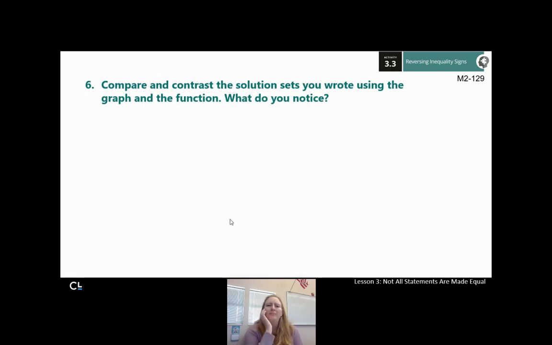All right. Can you take a minute and compare the two different ways that you got your solutions? They say compare and contrast the solution sets you wrote using the graph and the function. This just means compare our two strategies. Compare when we solved it with the graph, and compare when we solved it when we actually wrote out the inequality function and we solved it. What do you notice? Go ahead and hit pause, jot it down, and hit play when you're ready to continue the discussion.